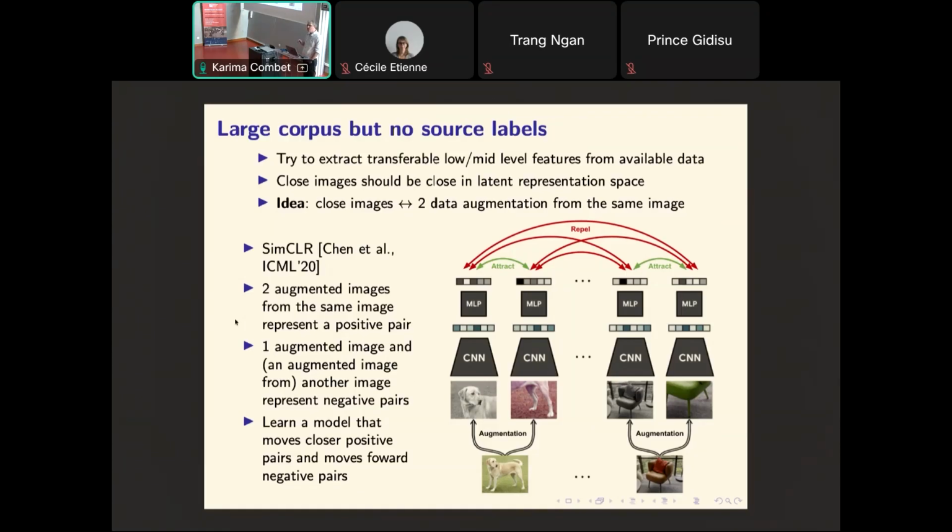some augmentation. I don't know if you saw that yesterday, maybe not. So the idea is that you crop a part of the image, you change the color, you flip the image. You take one image and you change it a bit. So from one image, you obtain two related images. And you can do this for all the images. And what you can do then is try to learn a network such that for the two images that come from the same image, you try to move them closer. And if you take images that come from different images, try to move them far away. That's the idea.